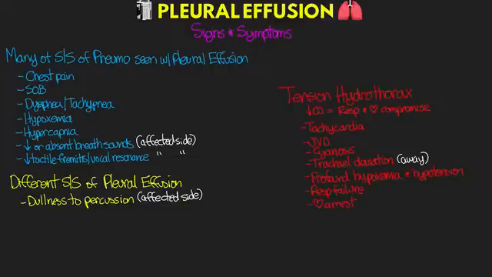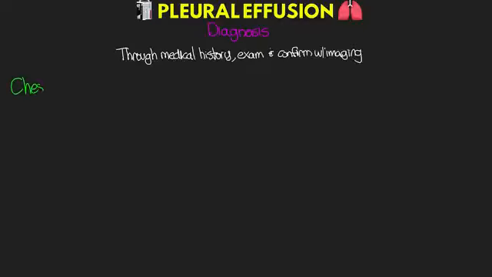So again, let's talk about some of our diagnostics here. Typically the pleural effusion is something that we're going to be diagnosing through a combination of their medical history, the exam, and then confirming things with imaging. So first we've got our chest x-ray, and our posterior anterior or PA chest x-ray is going to be commonly used to diagnose the pleural effusion.